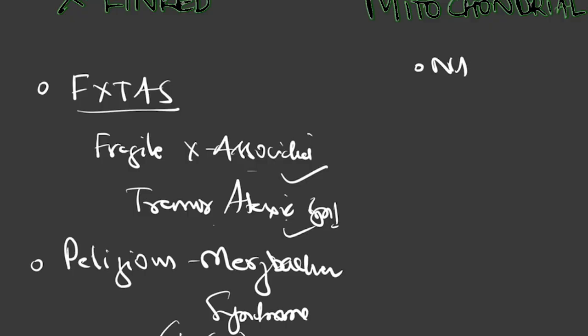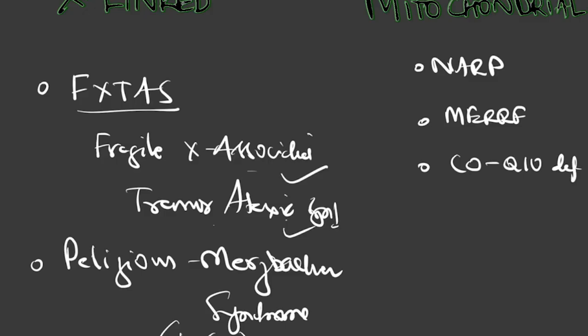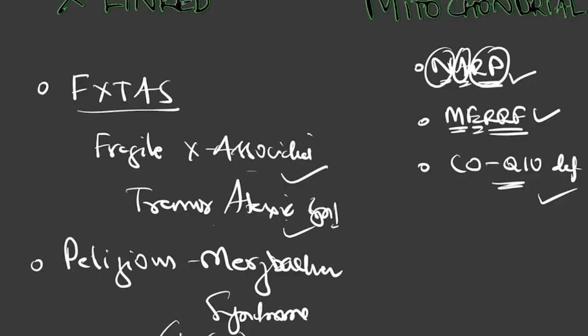What are the mitochondrial inherited ataxias? They include NARP syndrome, MERRF syndrome, then coenzyme Q10 deficiency. NARP syndrome stands for neuropathy, ataxia, and retinitis pigmentosa. This was one of the questions asked in a previous entrance exam. MERRF stands for myoclonic epilepsy with ragged red fibers. So this is also one mitochondrially inherited ataxia. Coenzyme Q deficiency also causes mitochondrial inherited ataxia.